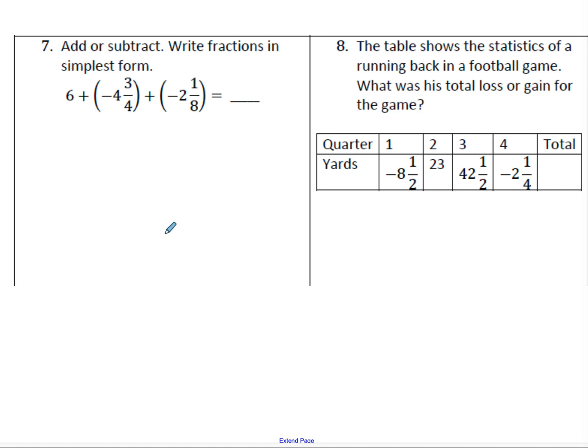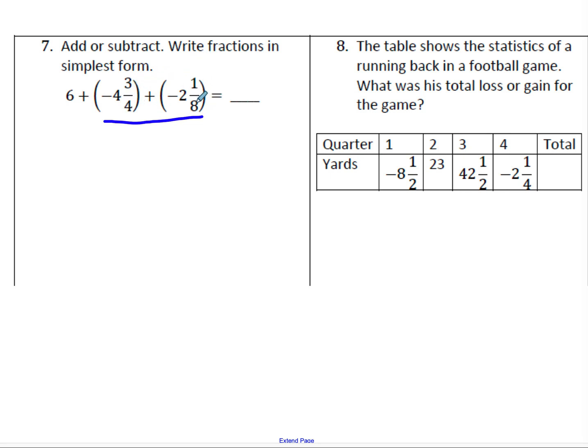All right, next one, add or subtract, write fractions in simplest form. Okay, so I have 6, I have negative 4 and 3/4, and I have negative 2 and 1/8. So I'm going to need to do 2 numbers at a time. I haven't done any on this particular sheet with adding with them as mixed numbers, so I'm going to go ahead and do that for this one.